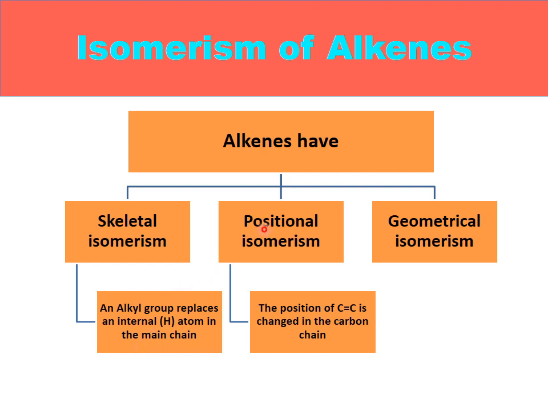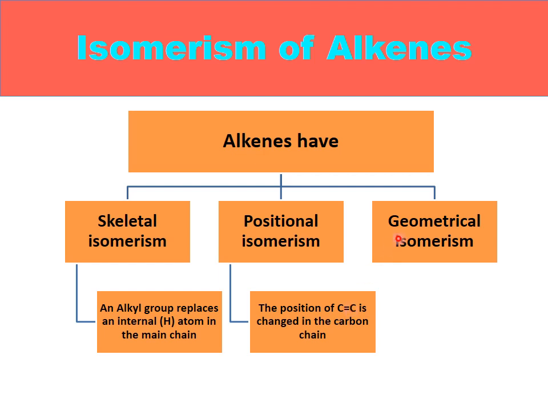The second group of isomers is called positional isomers. Two isomers are said to be positional isomers if the difference is in the position of the double covalent bond in the carbon chain. For example, if the double covalent bond is located at the functional carbon number 1, or in the second case it's located at the functional carbon number 2.